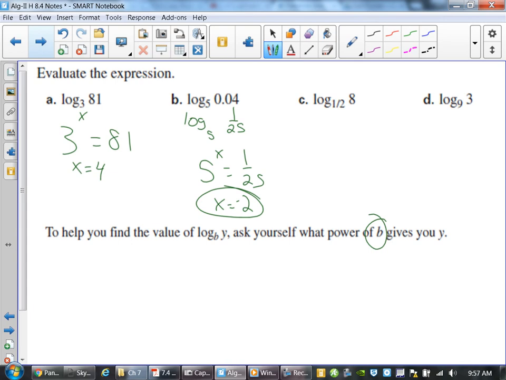Now I have a base that's a fraction, but my y value is an integer, which means my exponent needs to be, again, negative. That's how you do your switcheroo. That's how you're going to switch between integers and fractions with logarithms. Your exponents become negative. That way you can flip them. Does that make sense? So 1/2 to what power? -3. Excellent. X has to be -3.